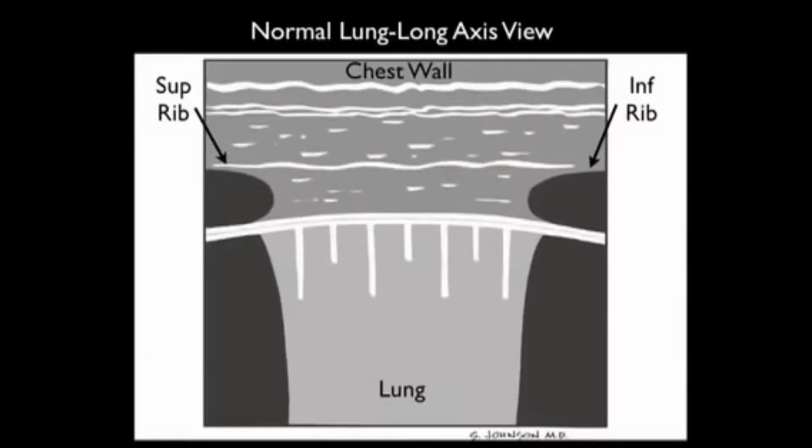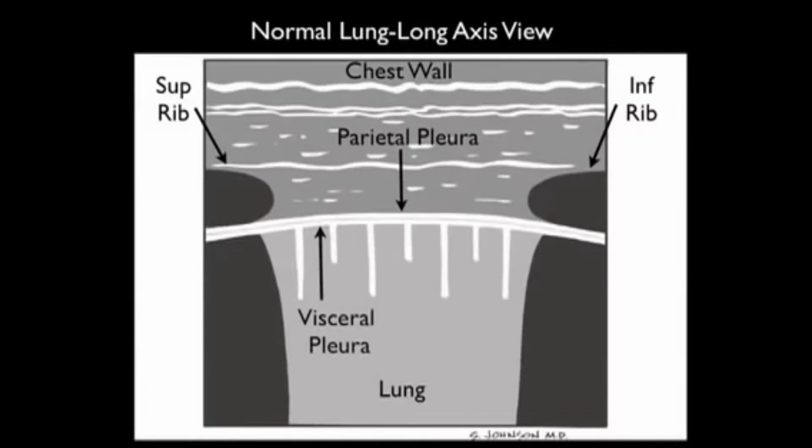The normal findings of a lung in a long axis type configuration. Superior rib to the left, inferior rib to the right. Notice that the ribs cast shadows posteriorly due to the inability of the sound waves to permeate the hard calcifications of the rib. We see the chest wall anteriorly, and note here the two layers of the pleura.